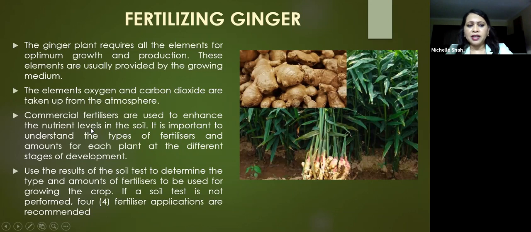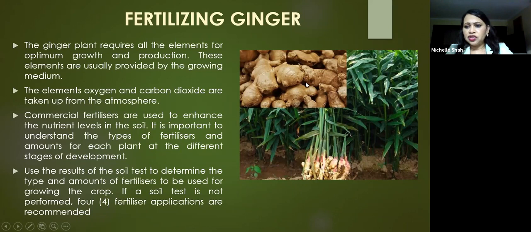It is important to understand the types of fertilizers and amounts for each plant at the different stages of development. Use the results of the soil test to determine the type and amount of fertilizer to be used for the growing of the crop. If the soil test is not performed, four fertilizer applications are recommended.